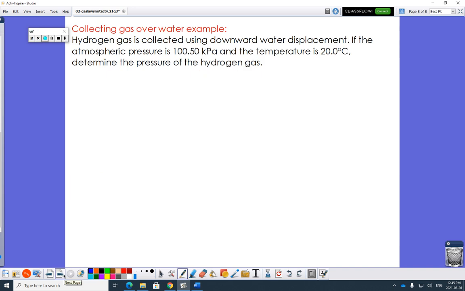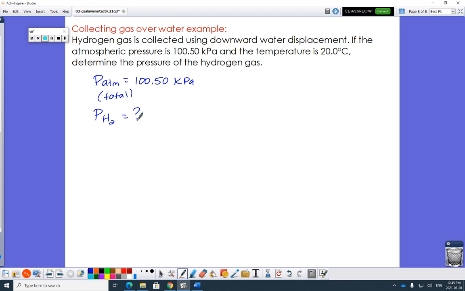So hydrogen gas is collected using downward water displacement. If the atmospheric pressure is 100.5, not 150, sorry. If you prefer total, you can write total every time, that's fine. And the temperature is 20 degrees Celsius. Determine the pressure of the hydrogen gas.